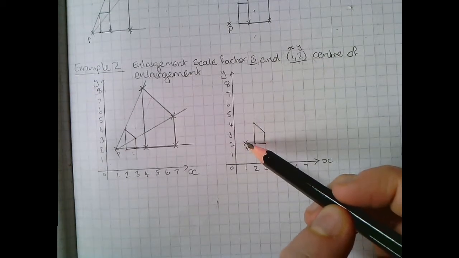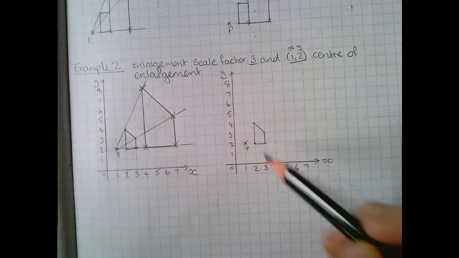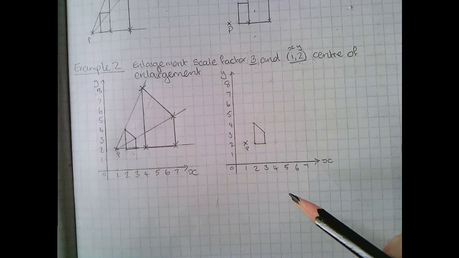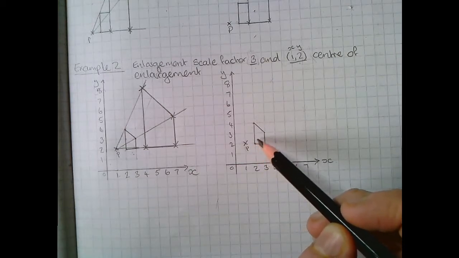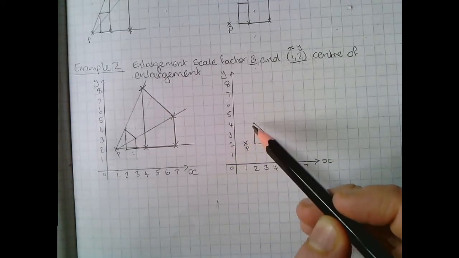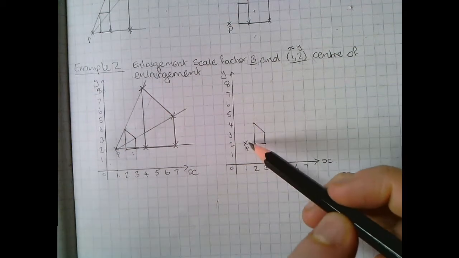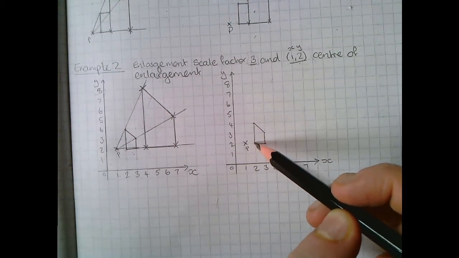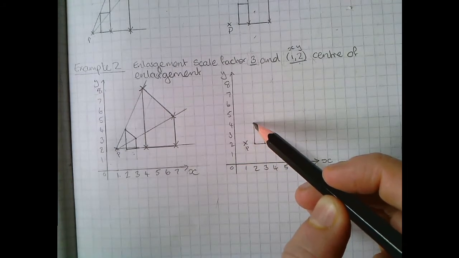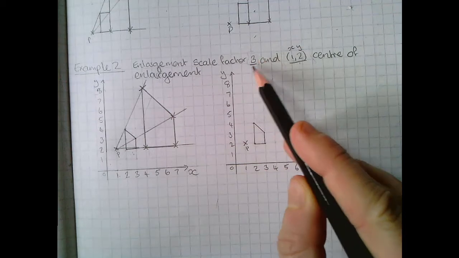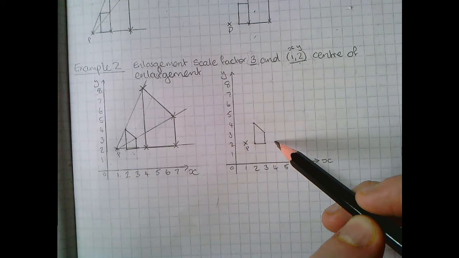So we count how many squares we've moved in the x direction and how many squares we've moved in the y direction to any given corner of our shape. In the x direction, that'll be how many squares have we moved left and right, and then in the y direction, it'll be how many squares have we moved up or down. So for this one, we have moved 1 in the x direction and up 2 in the y direction.